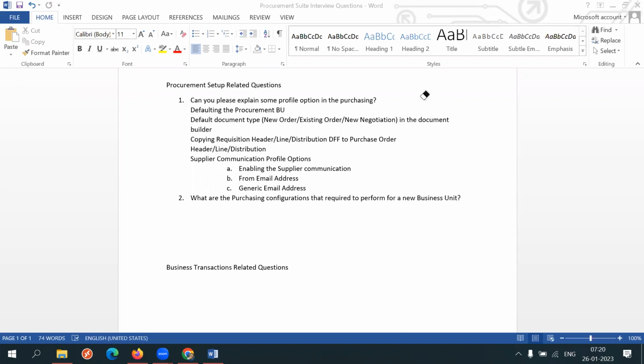Because when I ask a question specific to the business unit, if you explain all the purchasing related configurations like ledger level and inventory level, every setup, then what is the point of asking questions specific to the business unit? Correct, right? Yes.